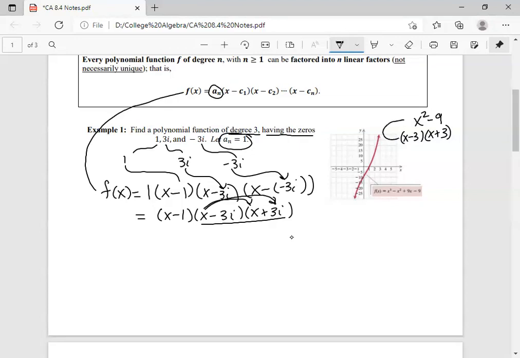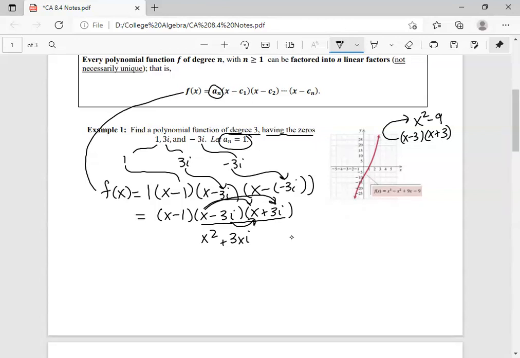So a lot of things are going to collapse out when we start multiplying these two together because they have the exact same terms. One is just negative and one's positive. They are the difference of squares. So x times x gets me x squared. x times positive 3i is positive 3xi, or ix. It doesn't matter which way you write it.